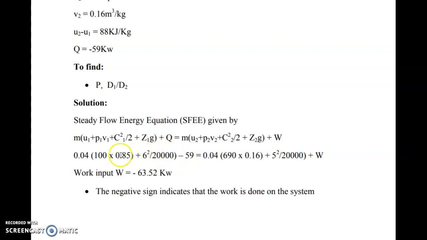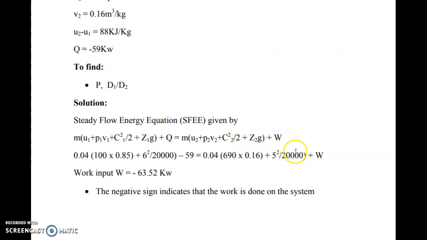Then close the bracket. This depends upon the mass of the air. Then heat plus Q is there. So here the Q value, heat transfer, is given as 59. Particularly here the heat is going out of the system, so you have to take it as minus 59. That is equal to mass again at the exit of the compressor. That is 0.04 into pressure at the exit and the specific volume at the exit. That is 690 into 0.16, and exit velocity of air is 5 divided by 2 into 1000, 2000. Here also 2000 only. Okay.